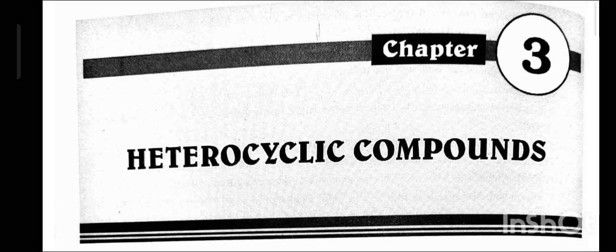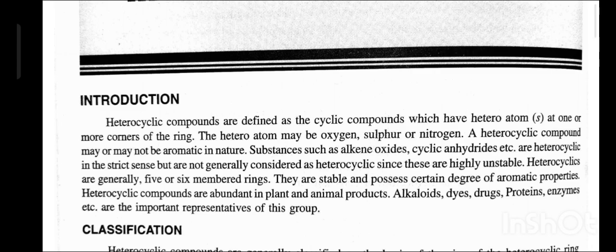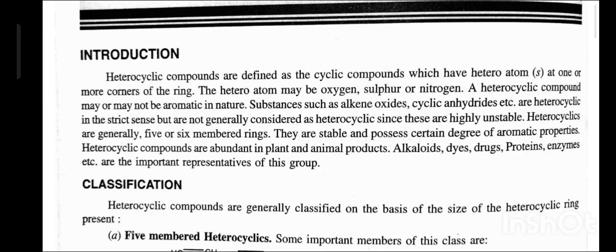Today I am here for heterocyclic compounds. Introduction. Heterocyclic compounds are defined as cyclic compounds which have heteroatoms at one or more corners of a ring. The heteroatom may be oxygen, sulfur, or nitrogen. A heterocyclic compound may or may not be aromatic in nature.